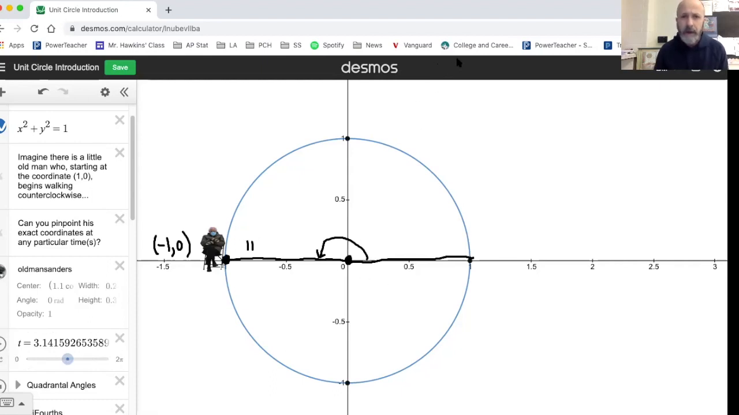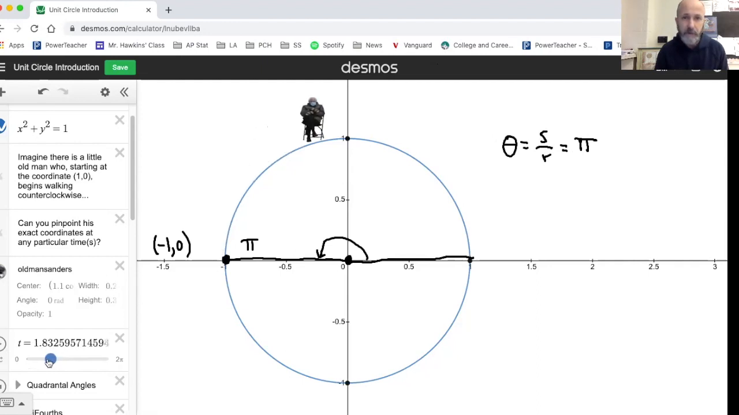All right, it makes sense that that angle is pi radians, of course, because when we talk about radian measure, it's just S over R. So we're talking about the length of the arc of the semicircle. And the radius, of course, is 1. So it's just pi over 1. It's also easy to pinpoint some other coordinates for the little man on the unit circle.